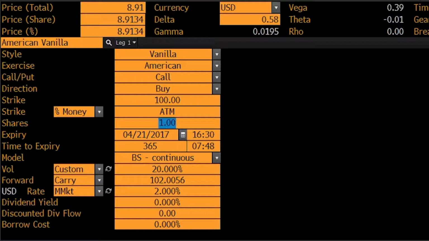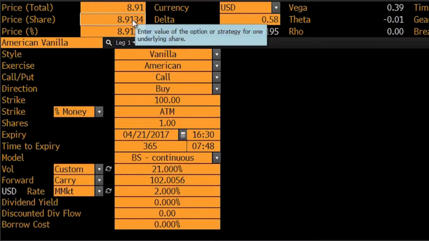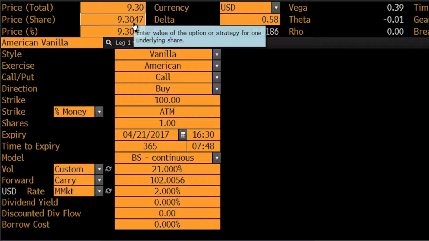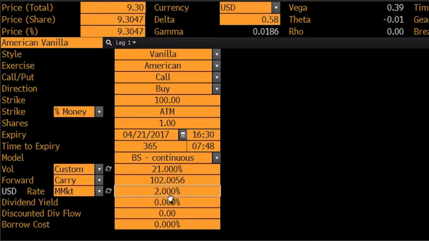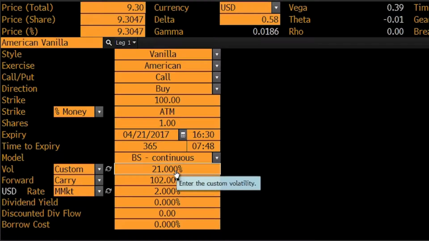Part B, your forecast of future volatility is 21%. So I'm going to enter 21 in here. What's the 8.91 as I press enter? It becomes 9.30. So it went from $8.91 to $9.30 a share when the forecasted volatility, not the implied, that's a different thing altogether, when the forecasted volatility went from 20 to 21.